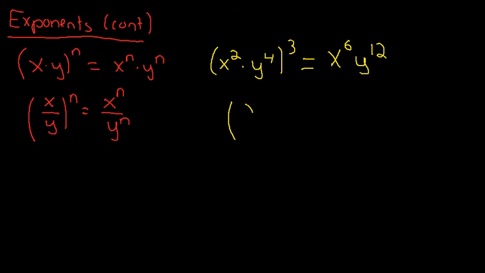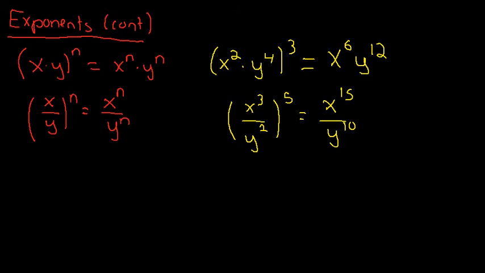Let's say we had x to the third over y squared to the fifth. Again, we distribute this exponent into each term, so this would become x to the 15th over y to the 10th.